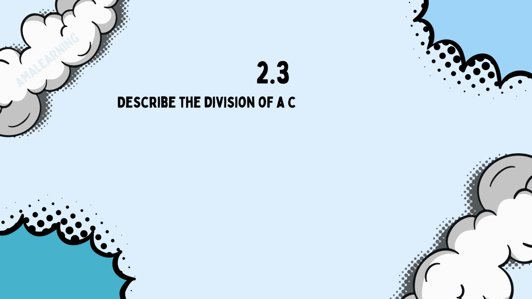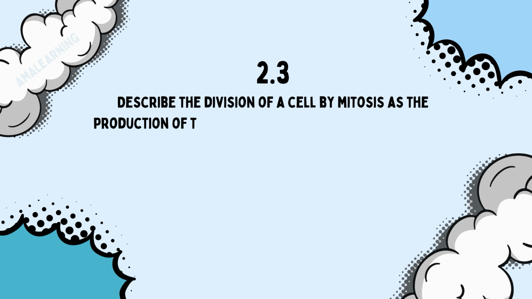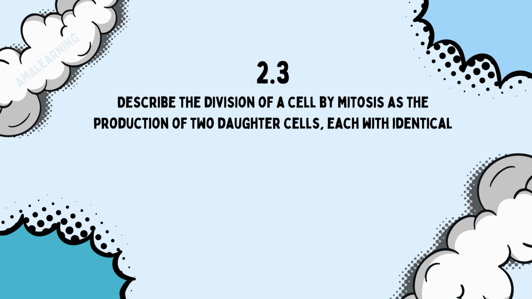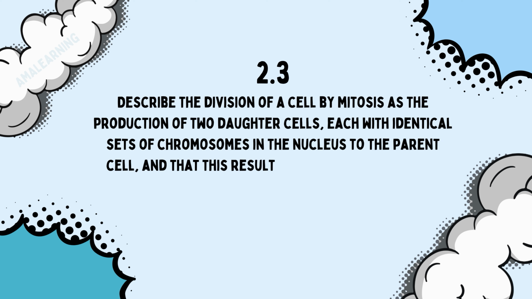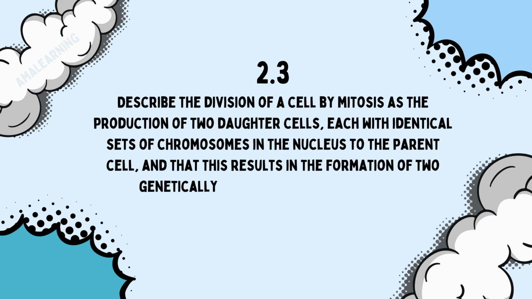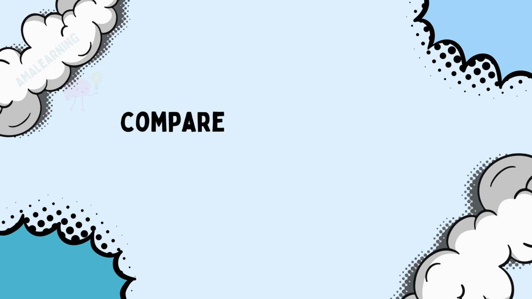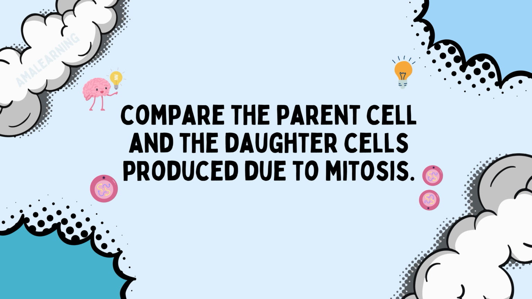Describe the division of a cell by mitosis as the production of two daughter cells, each with identical sets of chromosomes in the nucleus to the parent cell, and that this results in the formation of two genetically identical diploid body cells. To successfully answer any GCSE question linked to this specification point, you will need to be able to compare the parent cell and the daughter cells produced due to mitosis.